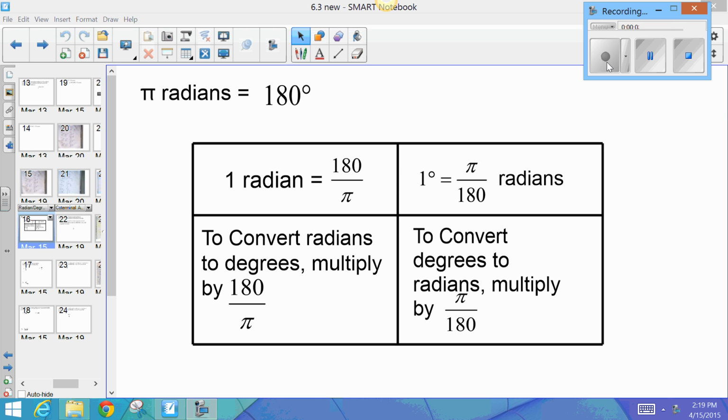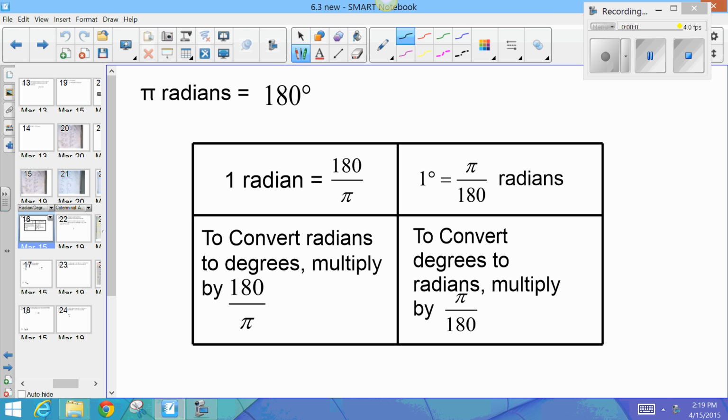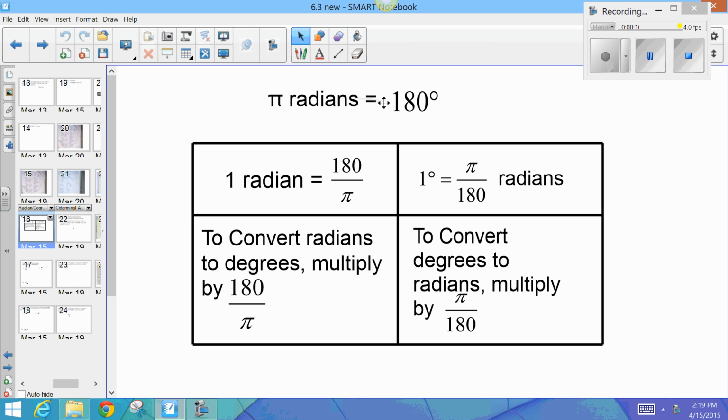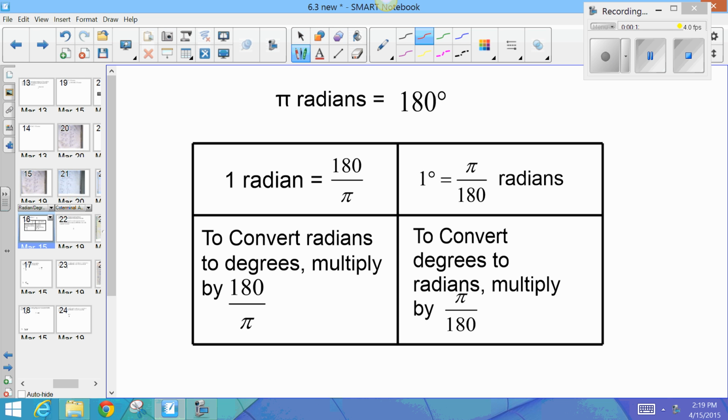This is pre-calc, notes on section 6.3. All right, and the title of this is radian degree conversion.